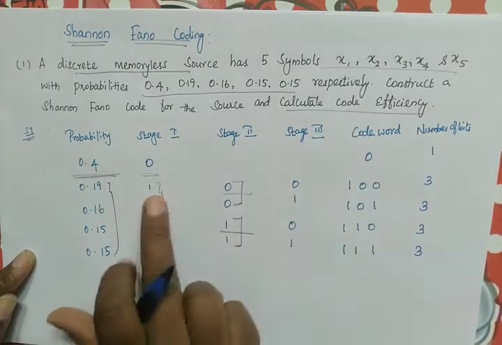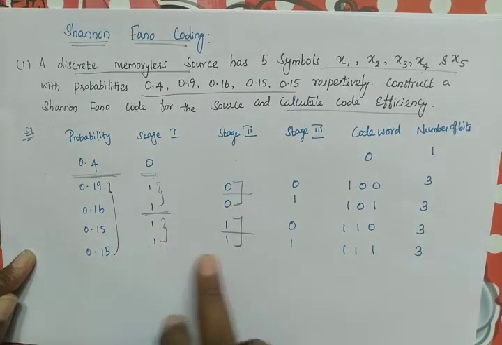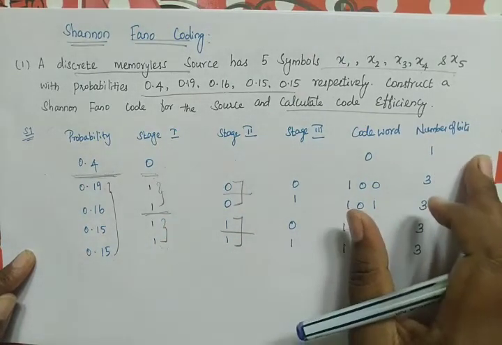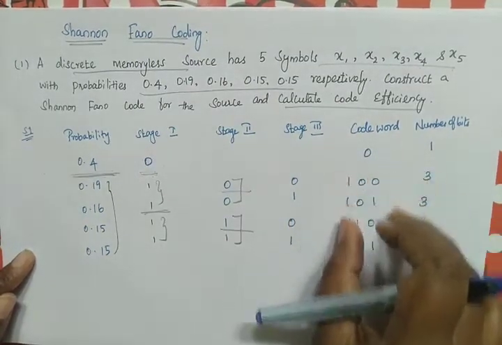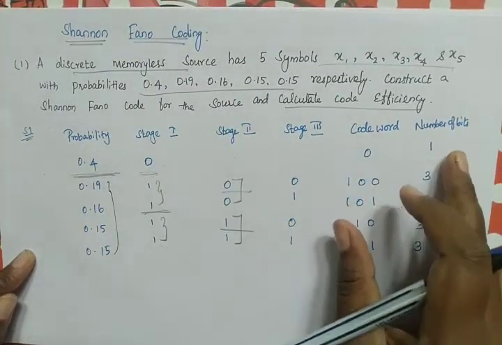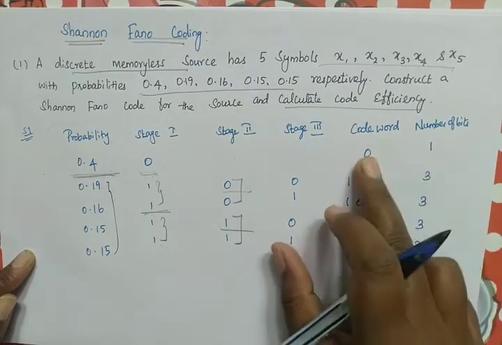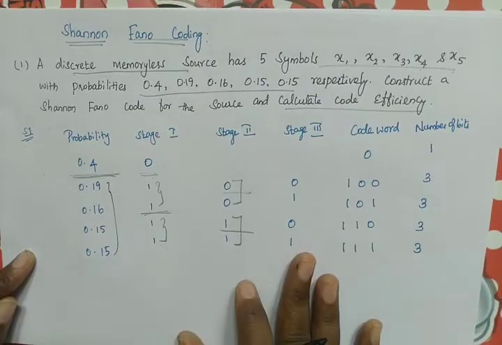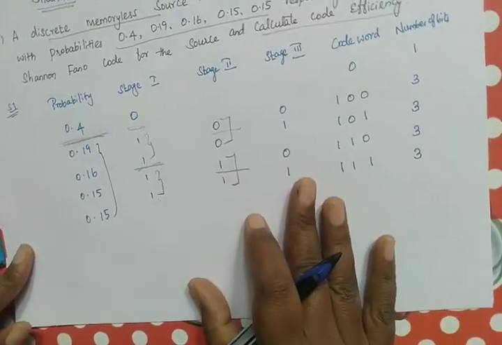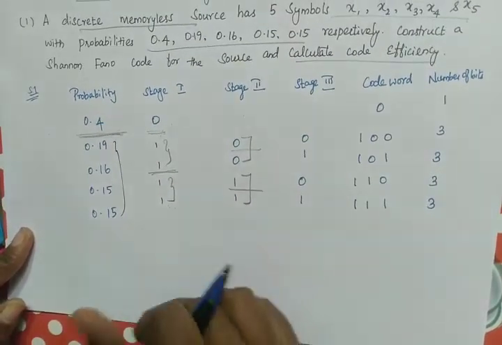So 0, 1 0 0, 1 0 1, 1 1 0, 1 1 1. Then the number of bits. How can we write the number of bits? How many bits are present in each code word, that represents the number of bits. So here we have only 1 bit, then 3, 3, 3, 3. That's it. Now what we have to do is find the entropy of this.